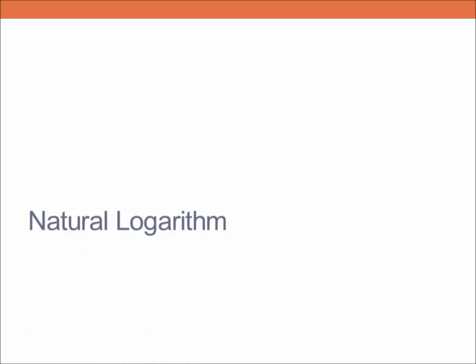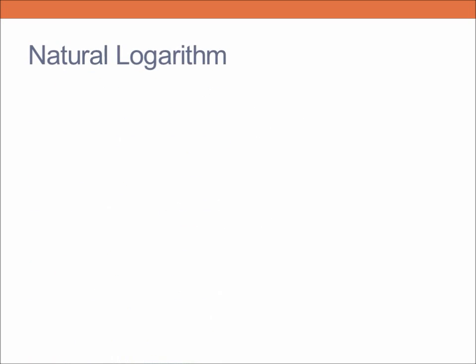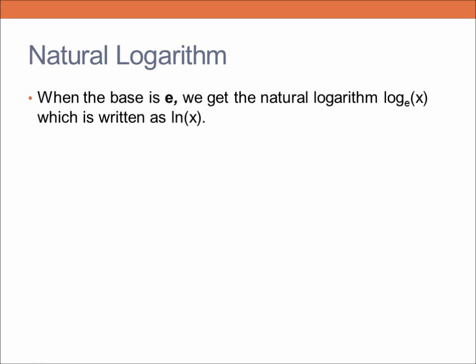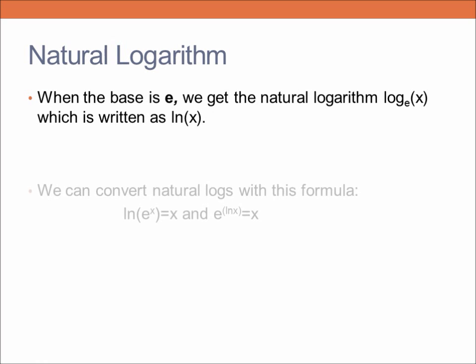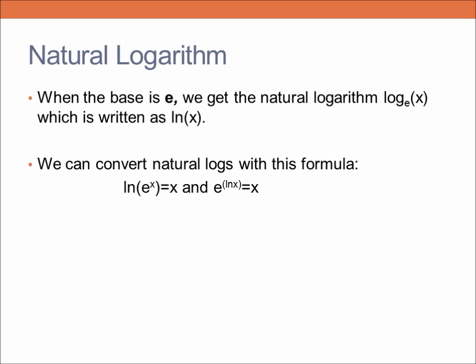When the base is e, we get the natural logarithm, log base e of x, which is more commonly written as ln of x. Base e and natural logs cancel each other out. We can say ln of e to the x equals x, and e raised to ln of x equals x. On a calculator, the natural logarithm is the ln button.